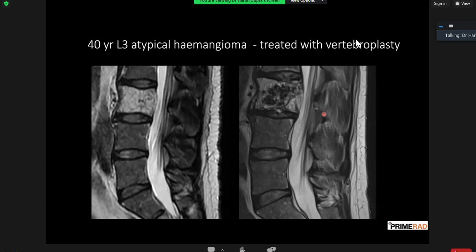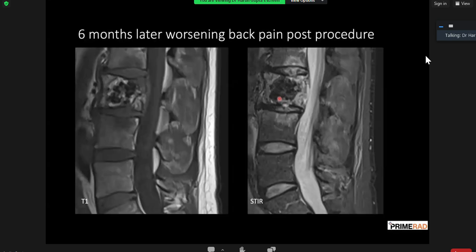The last thing is to show you one very interesting case of how the radiologist can add a twist in the tail. We keep adding a twist in the tail all the time, and it can be so helpful to the surgeons in managing these patients. This is a 40-year-old patient with a known L3 atypical hemangioma. The patient was treated with vertebroplasty, so that's the cement injected into the hemangioma. Six months later, the patient comes with worsening back pain. So the surgeon is obviously worried about infection.